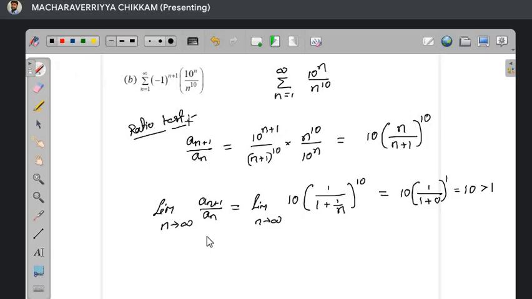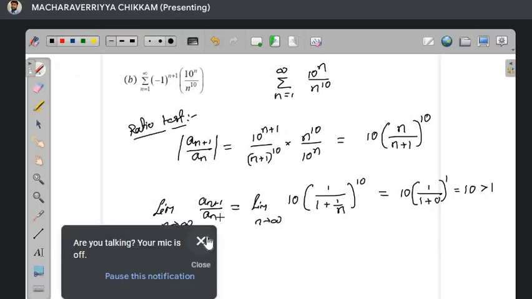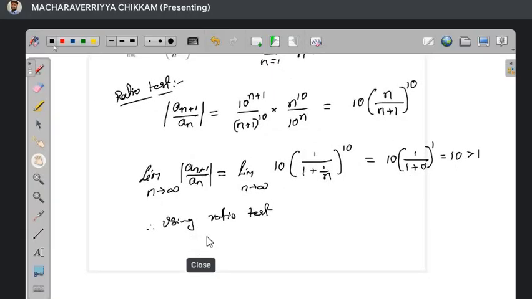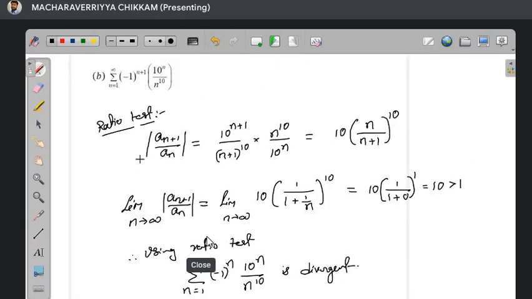For that, let's write a small modification here. Instead of taking just a_(n+1) over a_n, let's take its absolute value. Anyway, if you take the absolute value, you'll get the same thing. So using the ratio test, we can conclude the given summation is divergent. For the root test and ratio test, we can take the absolute values in the case of alternating series.